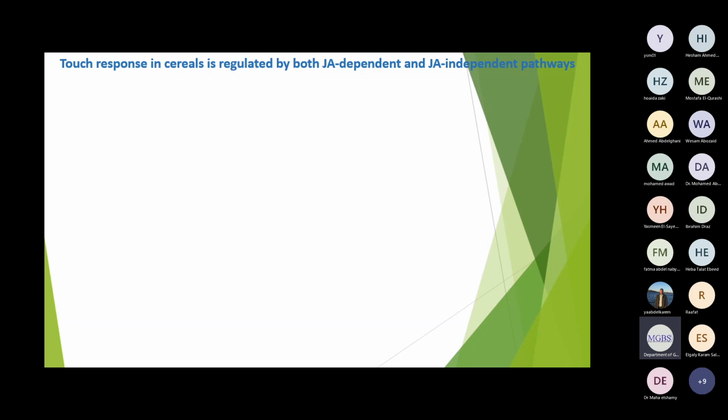Response of plant to biotic and abiotic stress. In the two pathways that I showed before, one is related to jasmonic acid and one is independent. This study was done in Arabidopsis. So the question was, do these two pathways still exist in cereal? To answer this question, we apply volatile methyl jasmonate treatment, and we check if there is an increase in expression of touch responsive genes in response to only jasmonic acid or not.